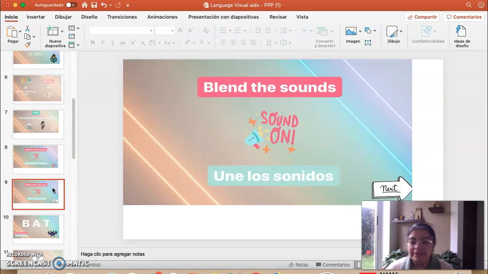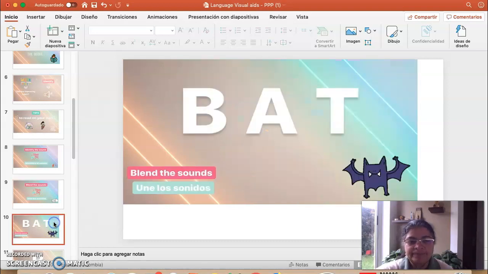The second tip is blend the sounds. Vamos a integrar o a unir esos sonidos. ¿Cuál es el sonido que está después del sonido que nosotros tenemos o que está antes? We are going to blend. Vamos a unirlos. Les voy a dar un ejemplo para que todos lo tengamos un poquito más claro. Imagine that the word that appears in the book is bat.